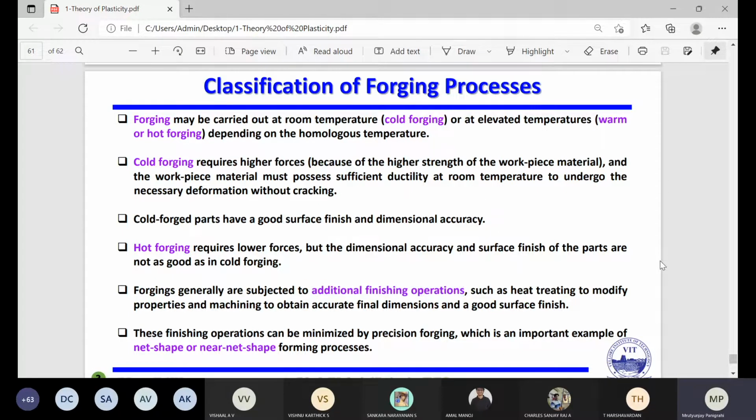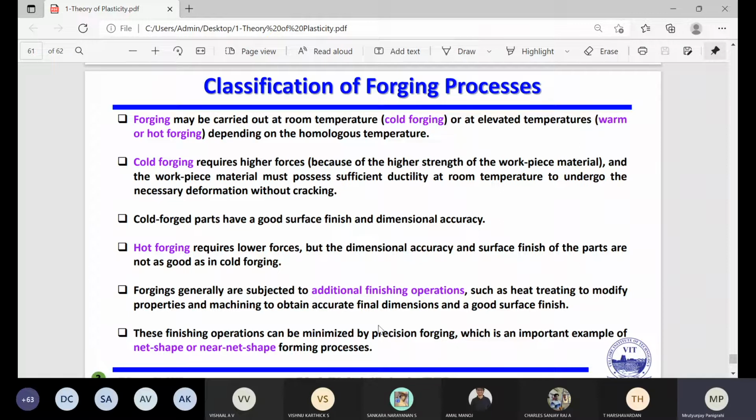If you remember, in some machining processes also you have to go for a finishing operation. What kind of finishing operation do you need? Such as heat treatment, to modify the properties, and machining, to obtain accurate final dimensions and a good surface. So when we talk about residual stresses, or if inside you have any cracks or blowholes, I'm not talking about outside, then you have to go for heat treatment, or maybe hot forging again.